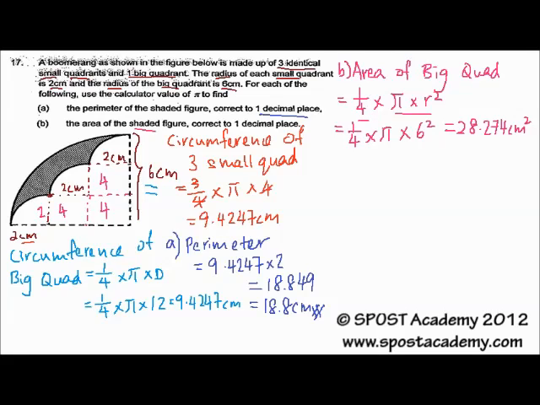So next we need to find the area of 3 small quadrants. So same thing, it will be 3/4 to represent 3 quadrants times pi times the radius square, which is 2 square. That will give us 9.4247 cm square.